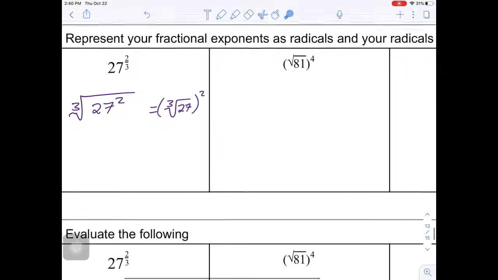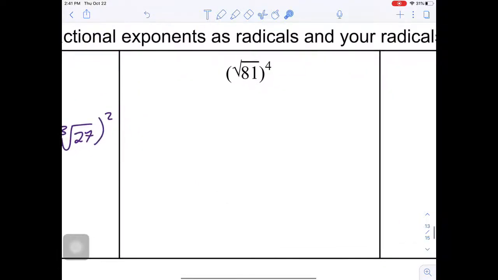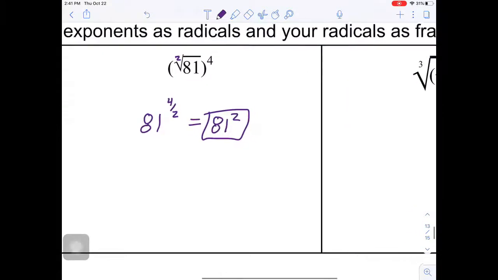But that's for example 7. Let's maybe try the second part here. So the square root of 81 to the power 4. So here I have a power, and remember when we don't have an index, you can assume it's 2. So this will be 81 to the power of 4 divided by 2. And we can actually simplify that. 4 divided by 2 gives me 2. So this is actually 81 squared. Okay, and we'll figure out what that equals using our calculator in the next example.